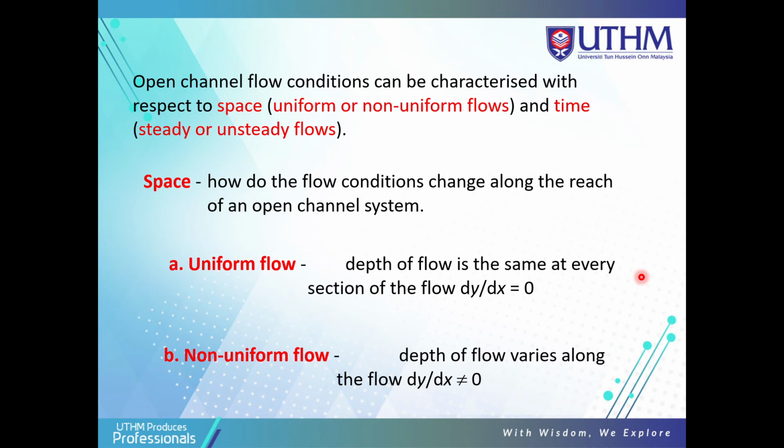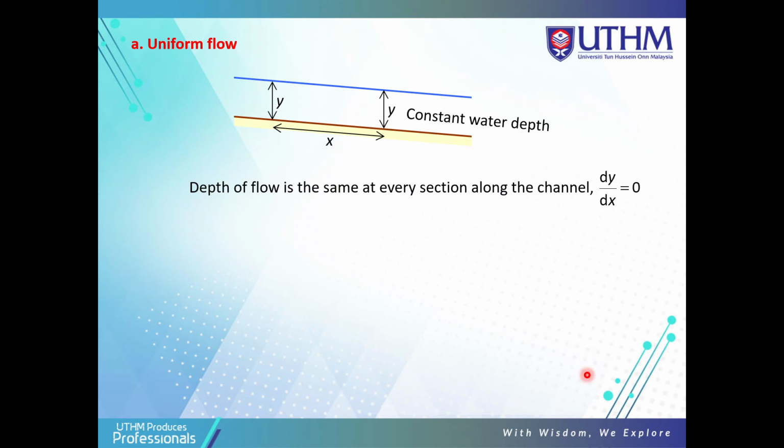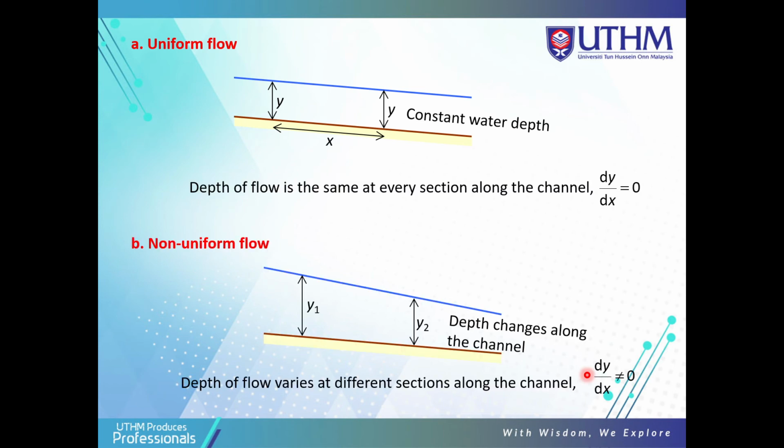Well, we look at uniform flow. The depth of flow is the same at every section of the flow, dy/dx. This is with respect to space. In uniform flow, the depth of flow does not vary along the flow, so dy/dx is equal to 0. You can sketch a figure to explain uniform flow. The depth of flow is the same at every section along the channel, constant. If the depth of flow varies at different sections along the channel, this is non-uniform flow.